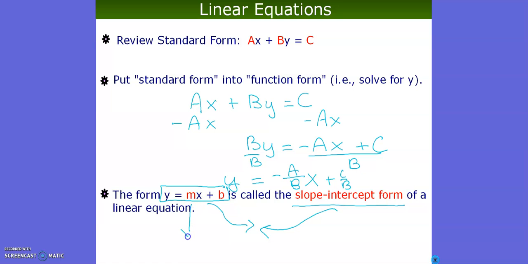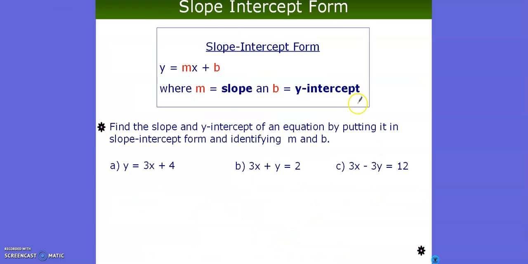The m, if you remember from our last lesson, represents the slope, the rise over run, and the b represents the y-intercept. So that's the dot that's along the y-axis. Find the slope and y-intercept of an equation by putting it into slope-intercept form and identifying m and b.